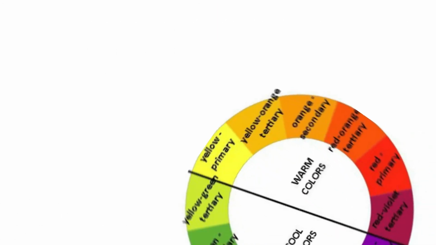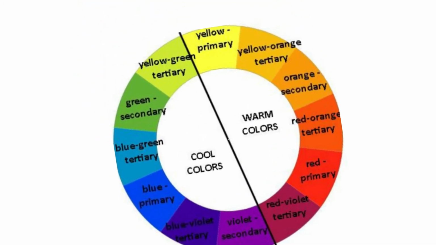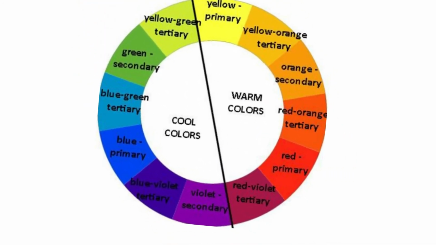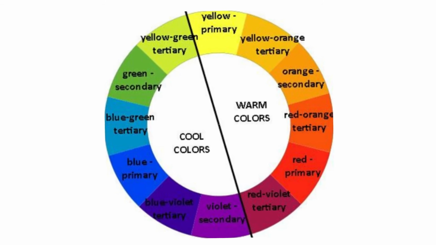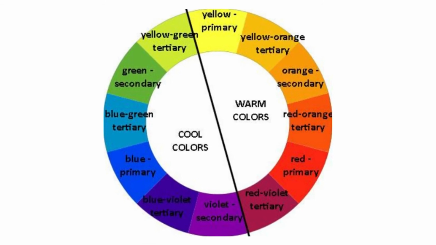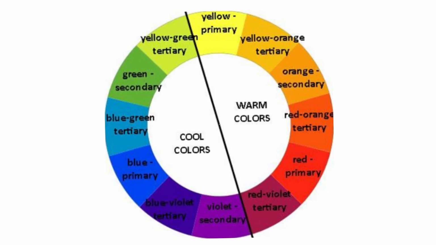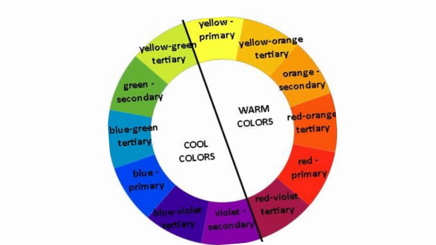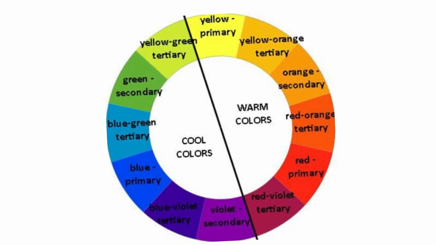There are also warm and cool colors. Anything from yellow going to red-violet is considered a warm color. Anything from yellow-green going to violet is considered a cool color. This usually defines the atmosphere of an art.